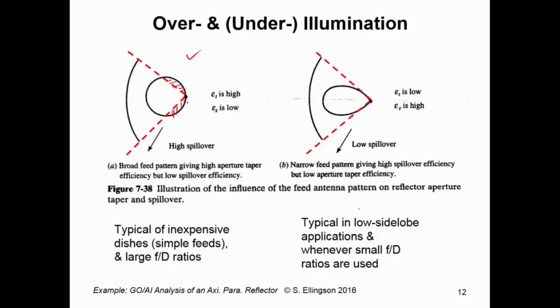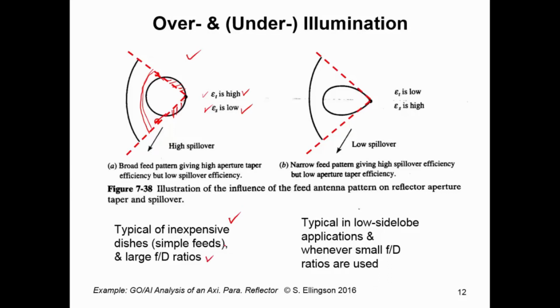So in this case, we say that the spillover efficiency, epsilon sub s, is low, but the taper efficiency is high. In other words, this has the nice feature that we hit the rim with a relatively high level, so that the overall level across the dish is relatively high. You can see there's a built-in trade-off here. Whatever we do to make the level of power delivered to the dish high is going to result in more and more spillover. So these two things tend to fight each other. This particular condition is typical of inexpensive dishes with simple feeds and dishes with large F over D ratios.